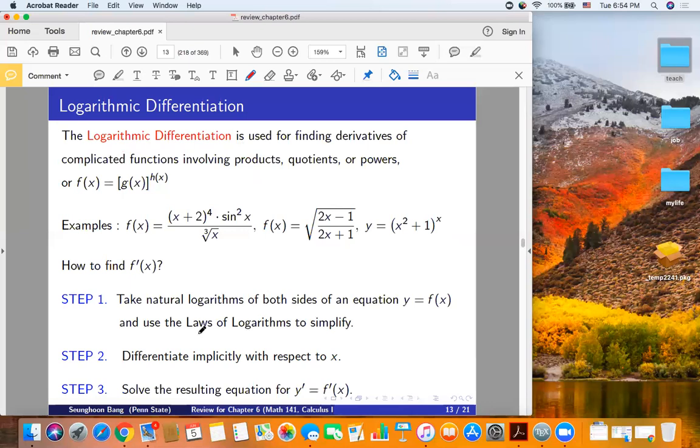What are the laws of logarithms? We already know that. The next one: ln of x times y, you have to expand to ln of x plus ln of y. Ln of x over y, you have to expand to ln of x minus ln of y. Ln of x to the power r, you can change to r times ln of x. So that's it. This is the whole idea of the laws of logarithms.